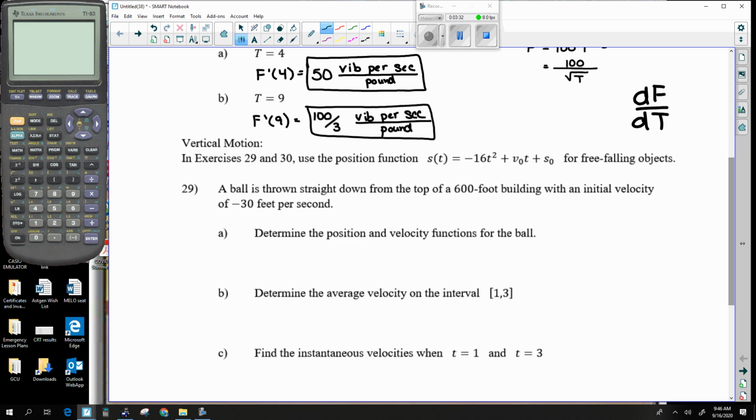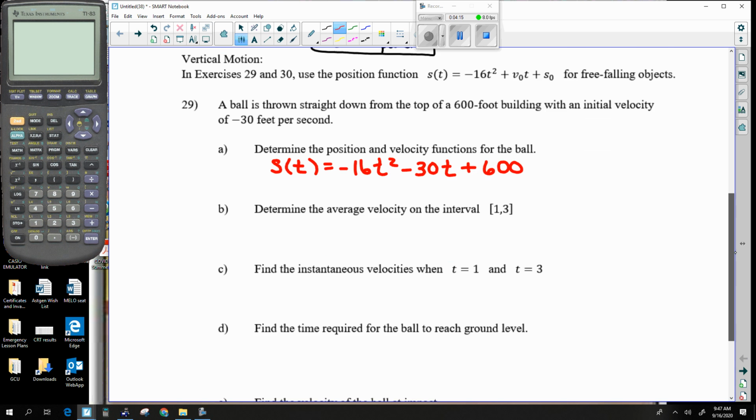Exercises 29 and 30 use the position function for a free-falling object, so that V naught and S naught are the initial velocity and initial position. A ball is thrown straight down from the top of a 600-foot building with an initial velocity of negative 30 feet per second. All right, so the first question is determine the position and the velocity function. So the position function is S of t, which is negative 16 t squared, plus the initial velocity, which is negative 30 t, plus the initial position, which is the top of the 600-foot building.